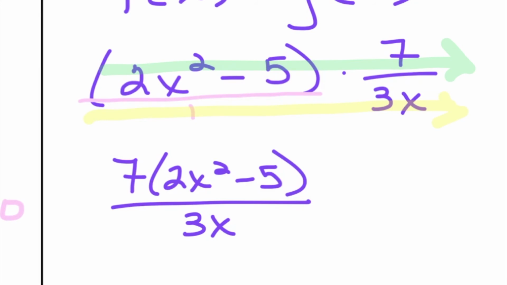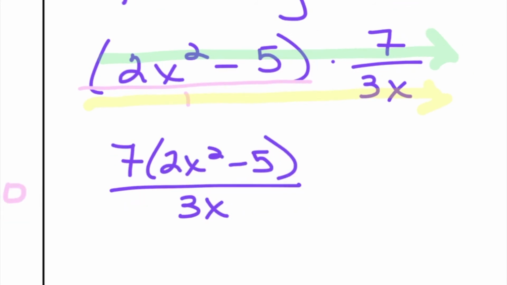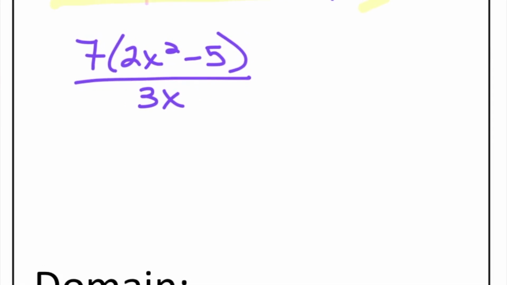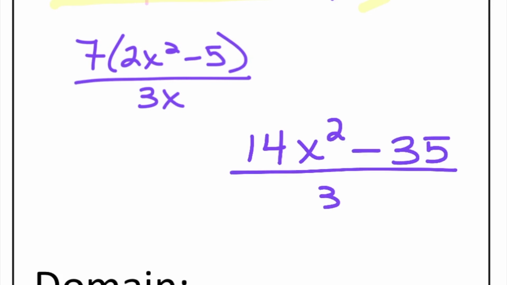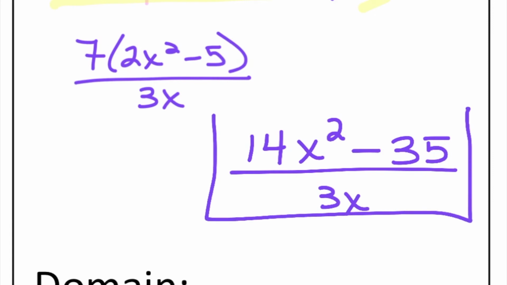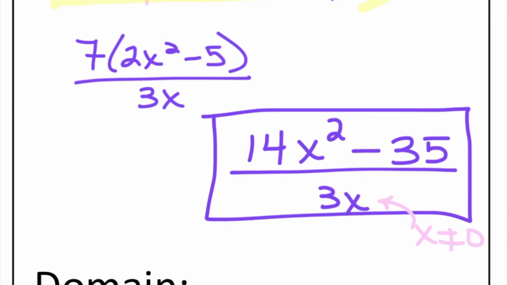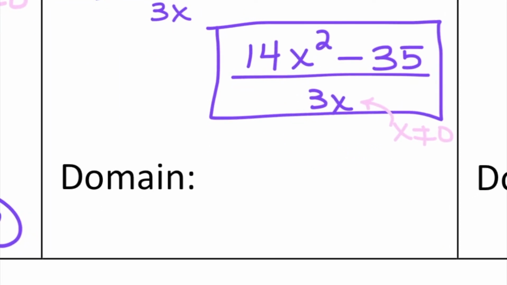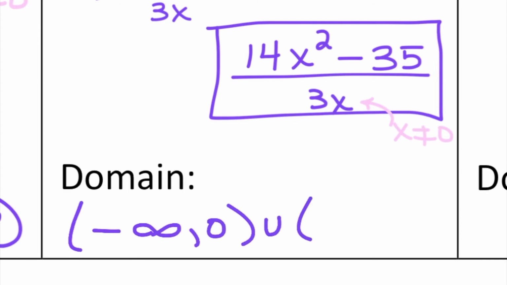7 times the parentheses, and then 1 times 3x. And so what you end up with there is 14x squared minus 35 all over 3x. Nothing else simplifies. And again, you have an x in a denominator. X cannot equal 0. And so my domain here is, again, going to be negative infinity to 0, not including 0, 0 to positive infinity.